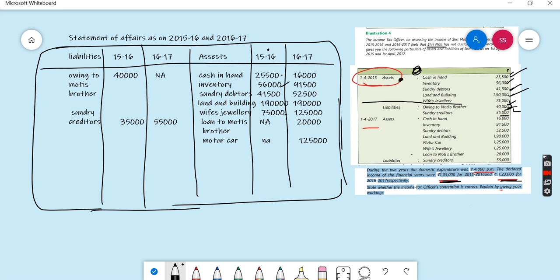There is no asset owing to Moti's brother. That means we took a loan from Moti's brother, so that is our liability, which is opening liability. That's why we will write it here. And then sundry creditors 35,000. Now we did all the assets of 15-16, and we did all the liabilities of 15-16. Now let's figure out the capital. So first we need to find out the bigger side. Okay, take a calculator.